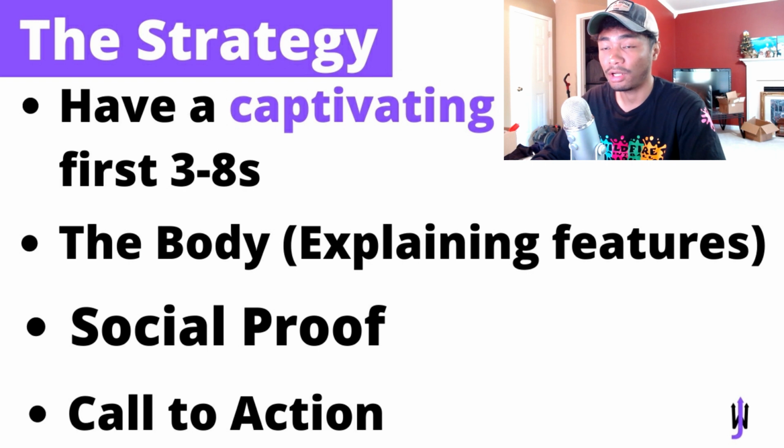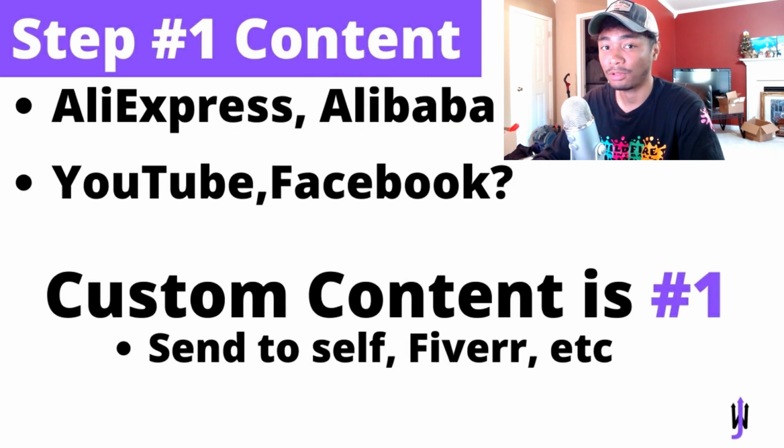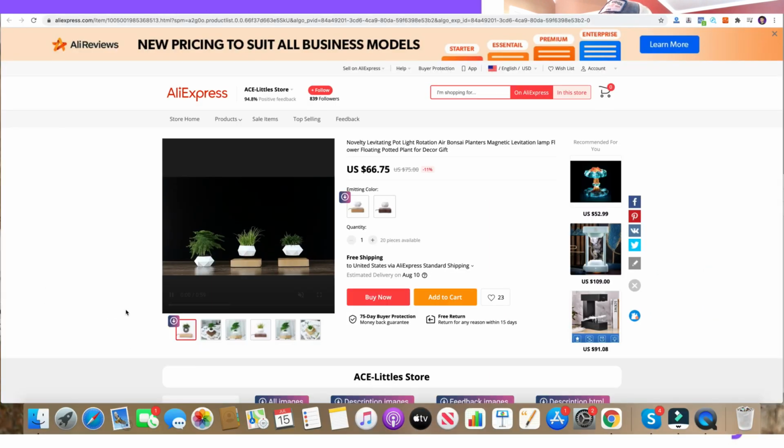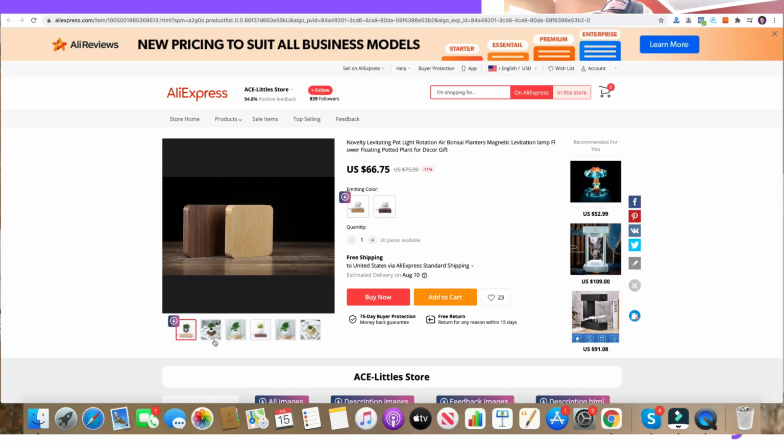So step number 1 is getting content. I know a lot of you are probably wondering how you can get this, especially if you have a limited budget. The first way is through AliExpress or Alibaba. These two websites are very good because you're going to be able to get product pictures and videos that aren't copyrighted or anything like that. And some of them are actually very high quality and very good to use.